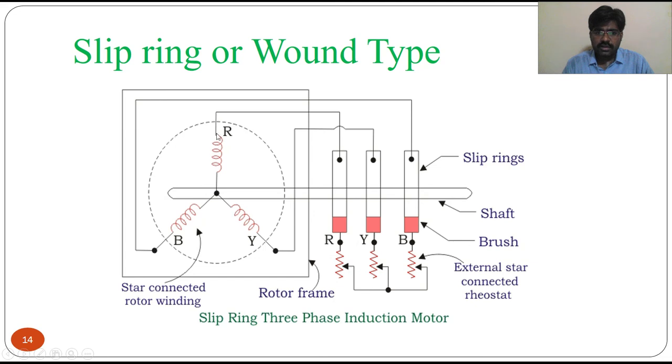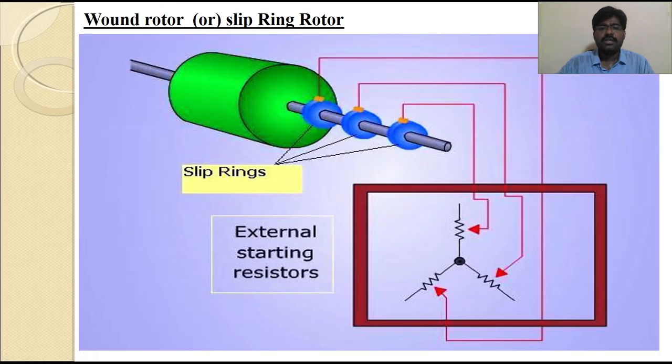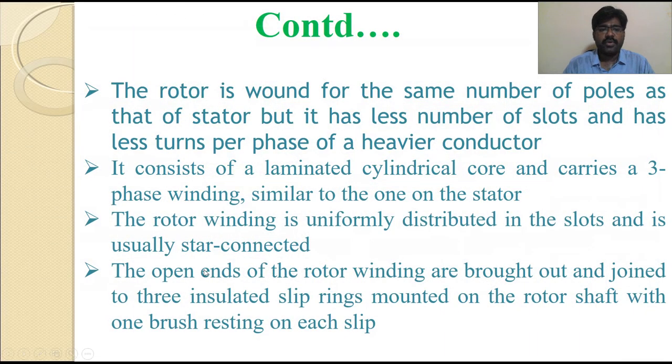Inside this rotor there are 3 windings, and each winding is kept at a 120-degree phase shift. Because the stator has been kept like this, the rotor has the same winding kept in the same manner. That is what he is going to tell in this second point, right?